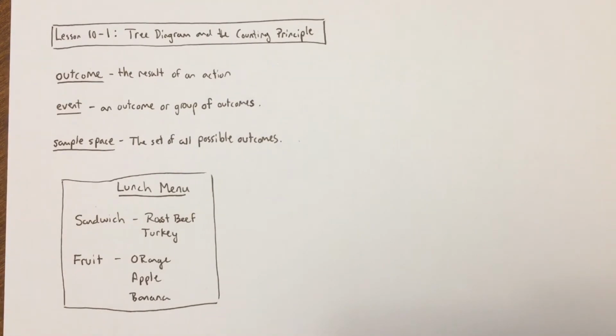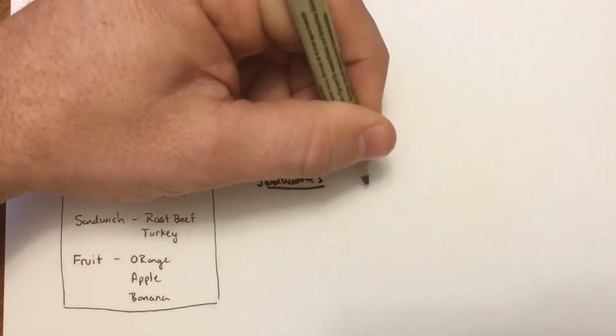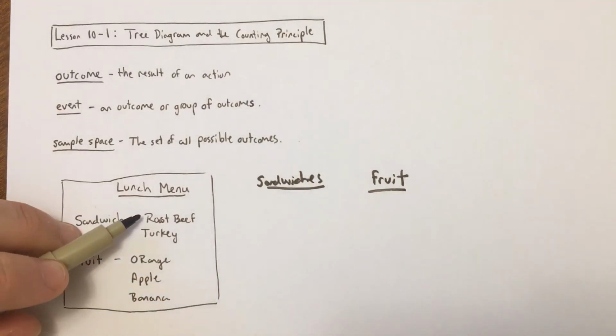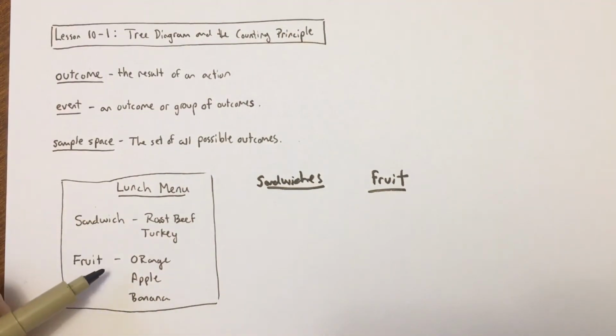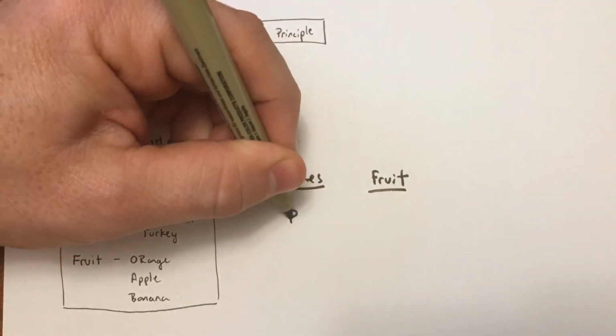So what I'm going to do to figure out how many possible ways that we could arrange these types of things is by using something called a tree diagram. So the tree diagram is pretty straightforward. You'll notice I've got two different categories to choose from. I've got sandwiches, and then I have my fruit. So here's what I'm going to do. I'm going to use R for roast beef and T for turkey, then O for orange, A for apple, and B for banana.